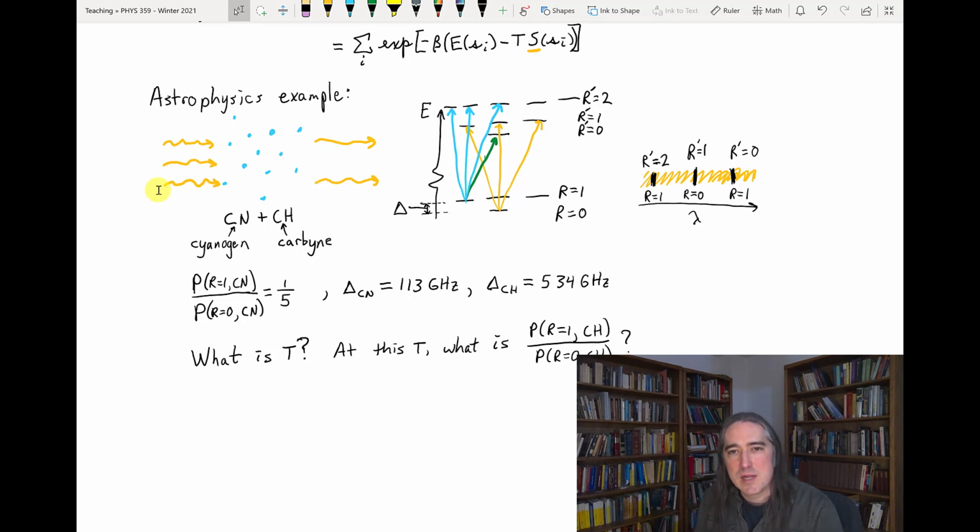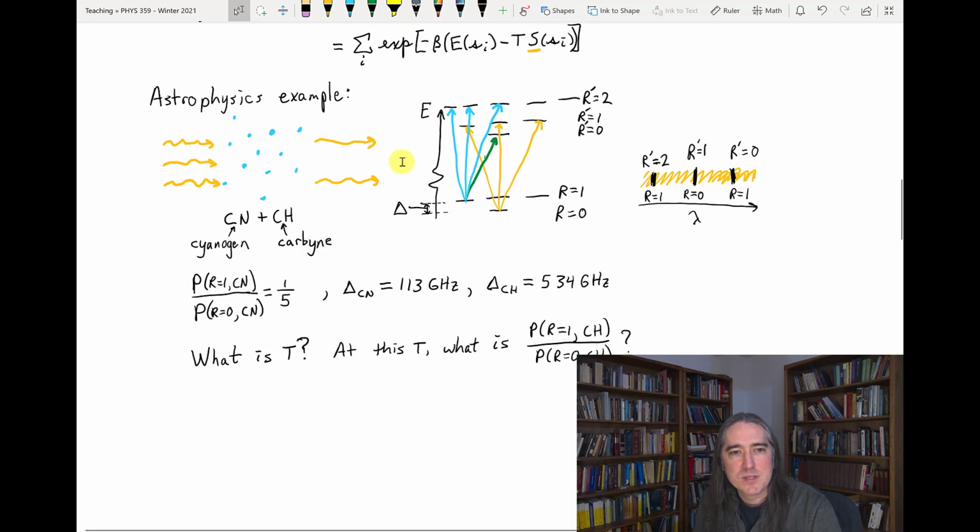Okay, so there's light at every frequency, and if this gas is a particular molecule, let's say it's cyanogen, carbon bonded to nitrogen, or carbene, carbon bonded to hydrogen, there will be specific absorption lines that are sort of a signature of that molecule.